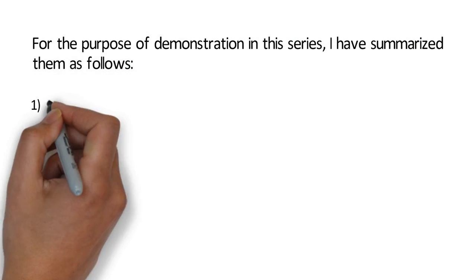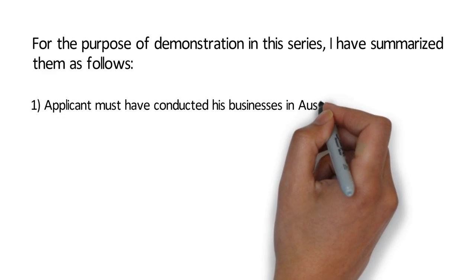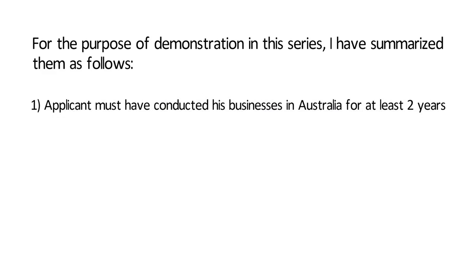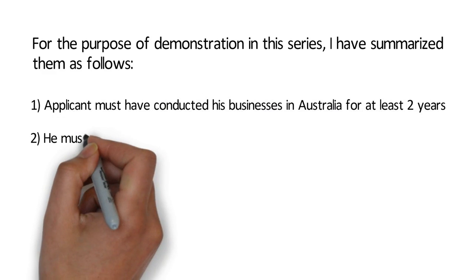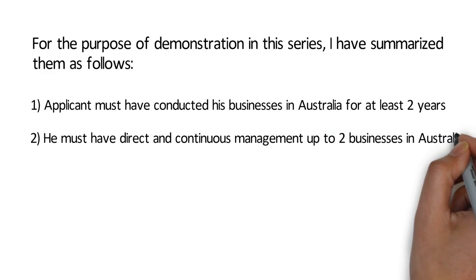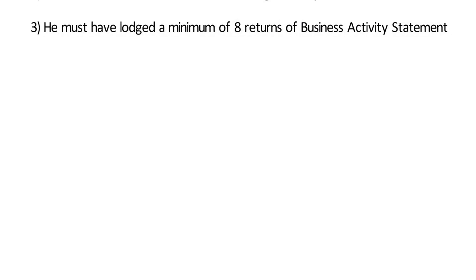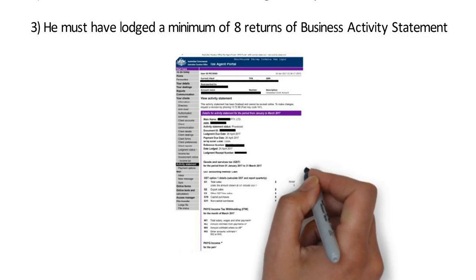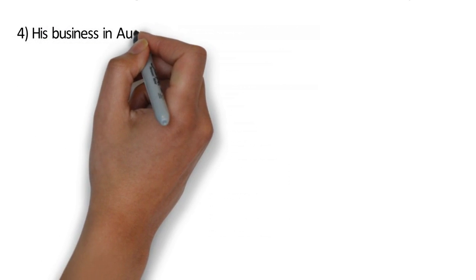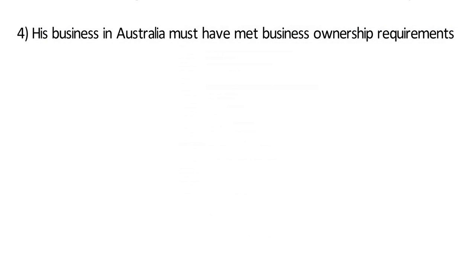Number 1. Applicant must have conducted his business in Australia for at least 2 years. Number 2. He must have direct and continuous management of up to 2 businesses in Australia. Number 3. He must have lodged a minimum of 8 returns of business activity statement. Number 4. His business in Australia must have met business ownership requirements.